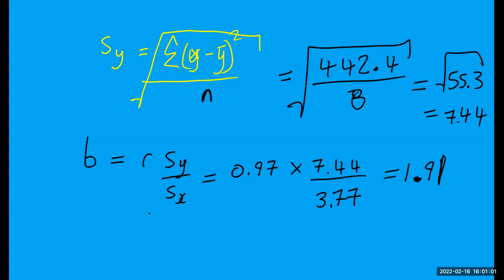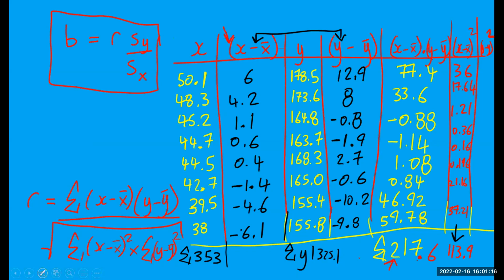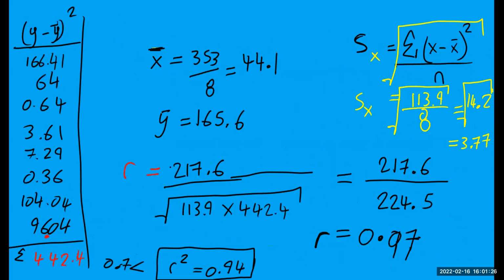All right, now that we've found b, remember we said the equation of a line is y hat equals a hat plus bx. Now that we know b, we're going to use a sample point to find a hat. It doesn't matter which sample point we use. I like to use the first one, so 50.1 and 178.5.